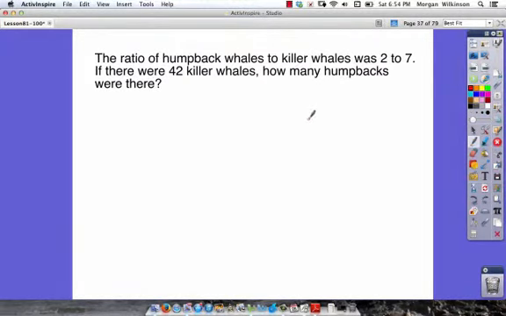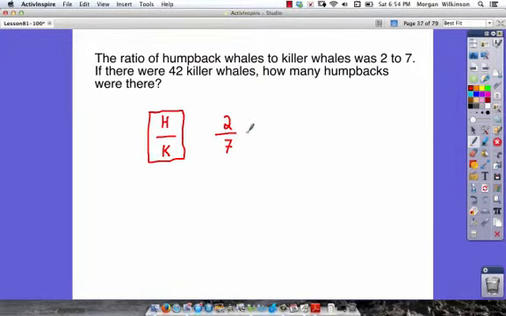The ratio of humpback whales to killer whales was 2 to 7. If there were 42 killer whales, how many humpbacks were there? So, we've got humpback whales, we'll call that H. Humpback whales to killer whales, we'll call killer whales K. Well, the ratio is 2 to 7. So we'll box this so we can refer back to it. So humpback whales, that's always a numerator. That's 2 to 7. 7 is killer whales.